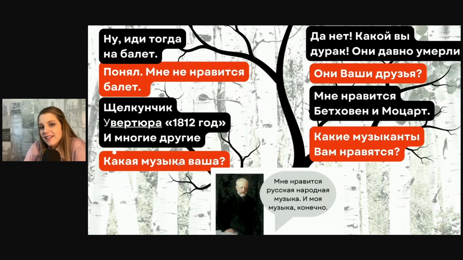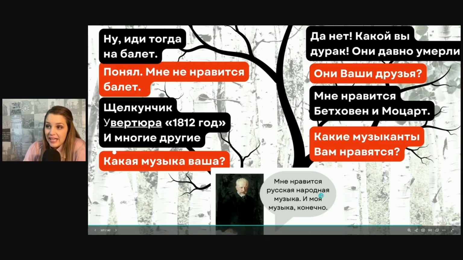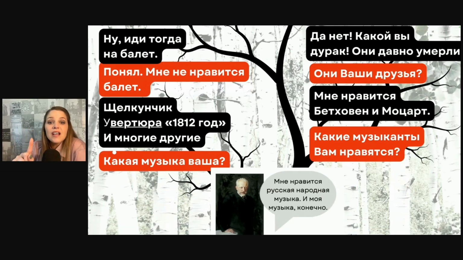Do you remember how to ask that? What was that word for what kind? It's kind of an all-purpose word. So you would say, какая музыка вам нравится? Какая музыка вам нравится? And then he answers, мне нравится русская народная музыка и моя музыка, конечно. Да? Русская народная музыка is like folk music, and that's incorporated into a lot of Tchaikovsky's music. То есть мне нравится русская народная музыка и моя музыка, конечно.